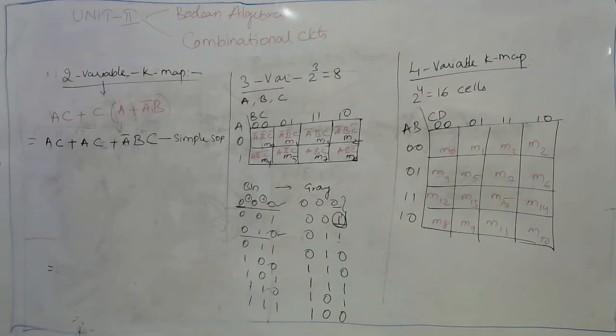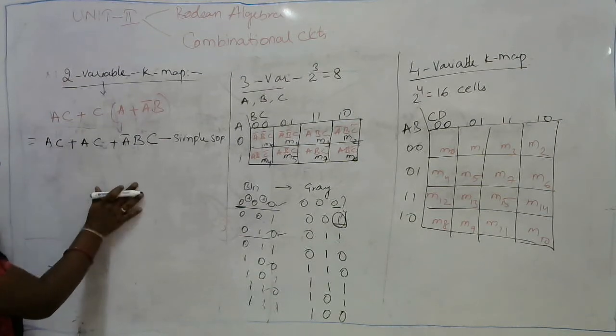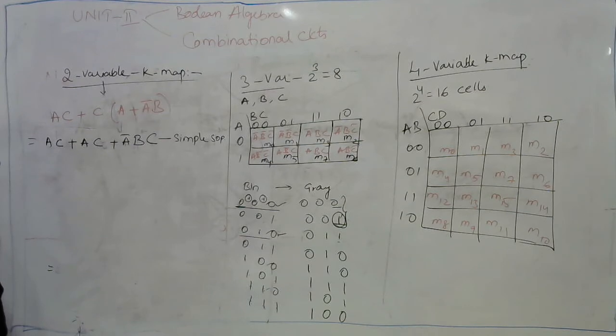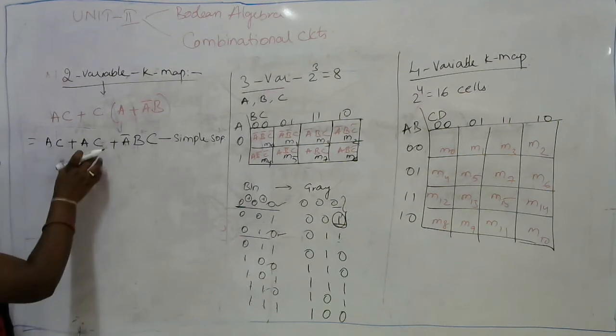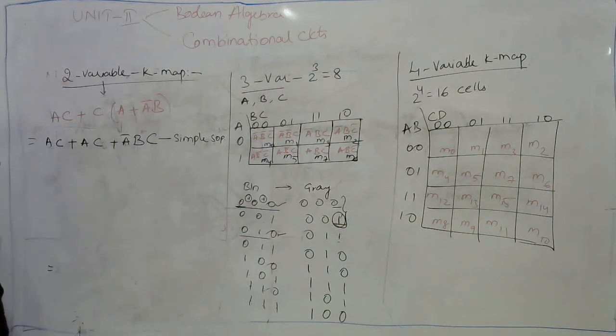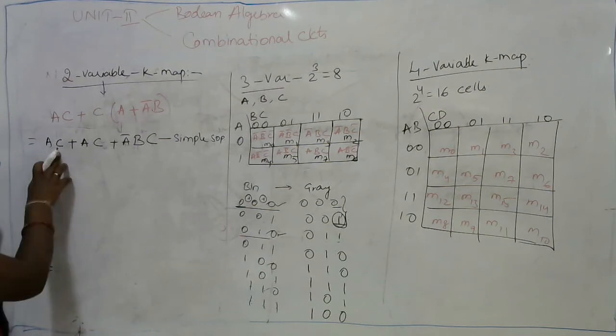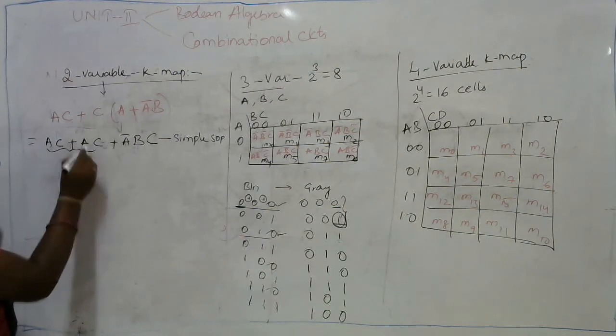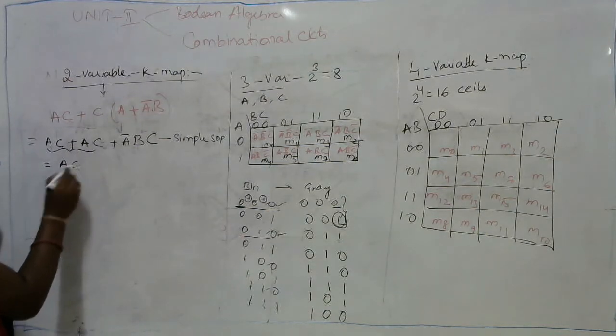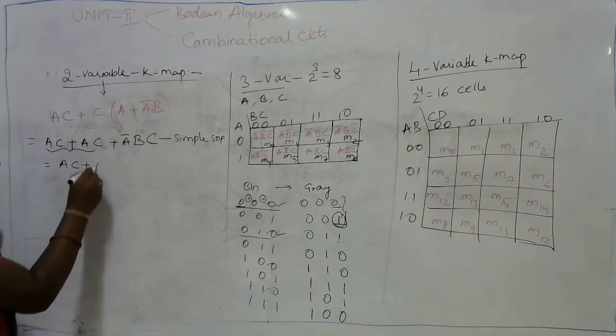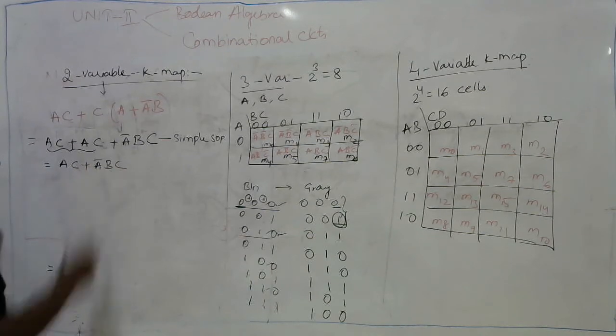In other words, we can do this plotting of the k-map in 2 different methods. The first one is converting this simple SOP into a standard SOP, or a canonical SOP. I am taking AC plus AC as a single AC, and left over with A bar BC.